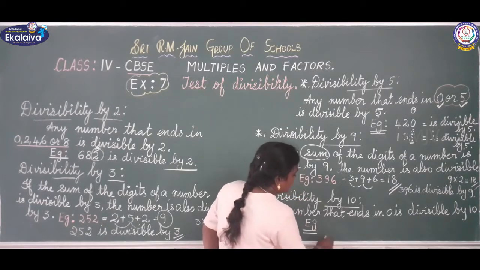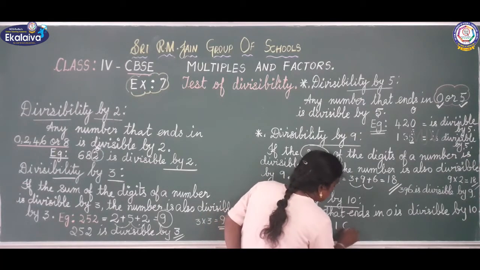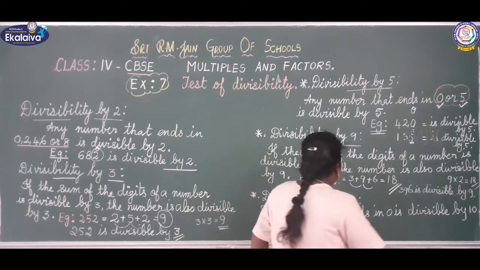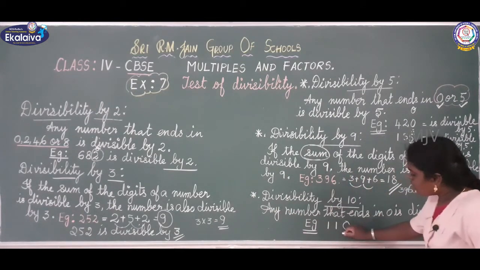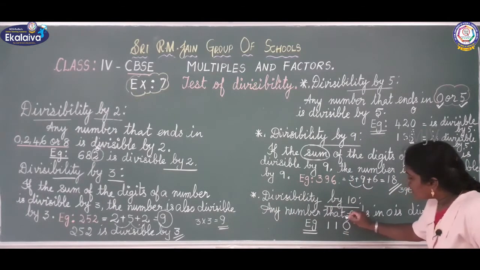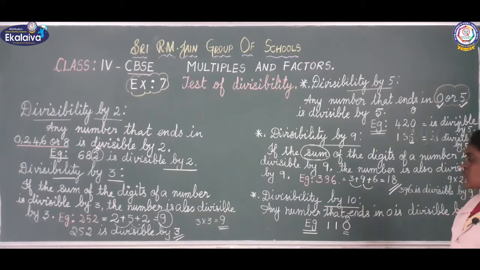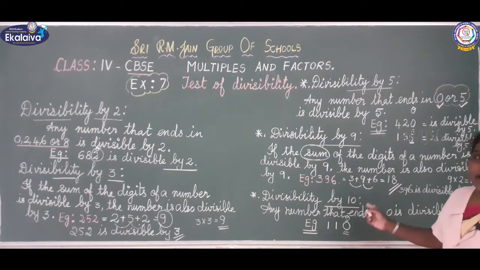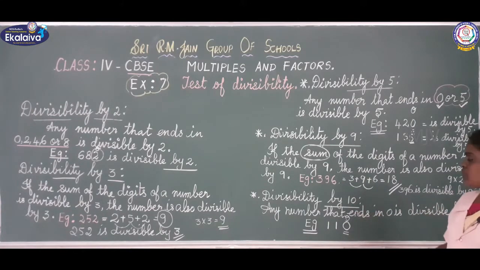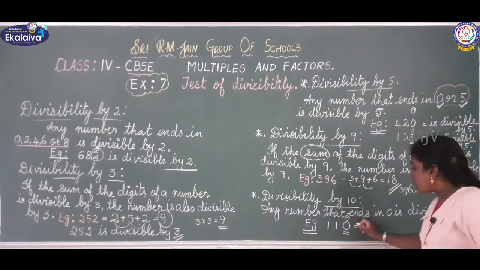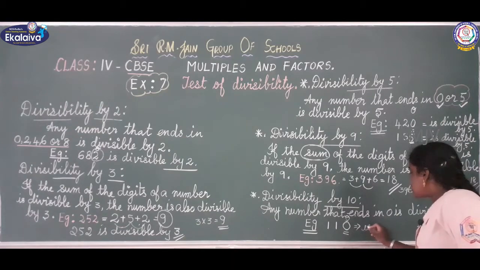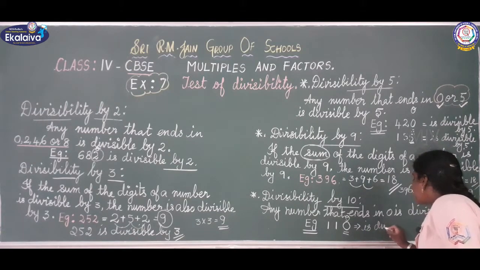For example, 110. Look at the ones place, children. We have 0 in the ones place. If the given number ends with 0, it is divisible by 10. Therefore, the given number 110 is divisible by 10.